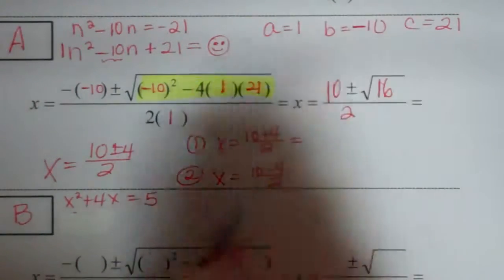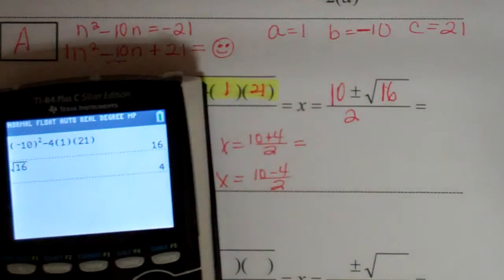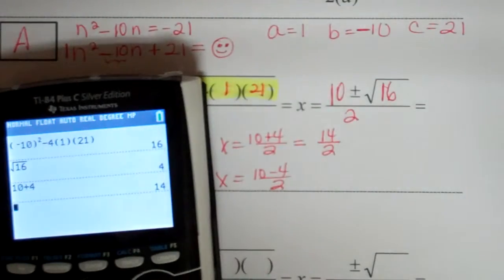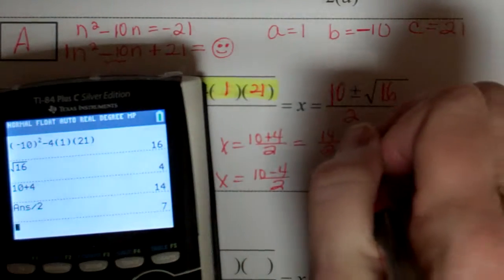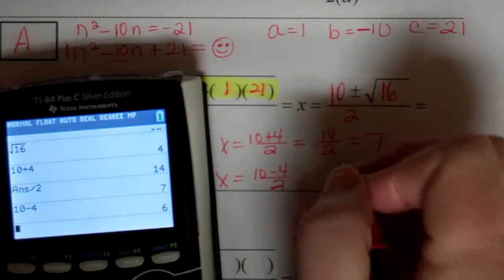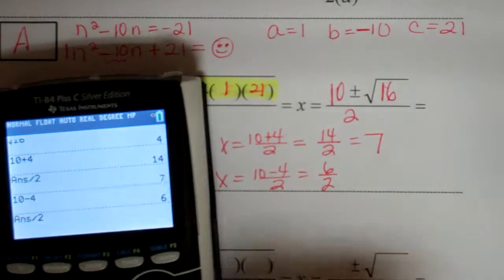So now in your calculator, or in your head, whichever one you want to do, I'm going to come over here and go 10 plus 4 equal, and that's 14, divided by 2 equal, and I get 7. Now I'm going to go 10 minus 4 equal 6 divided by 2 equal.